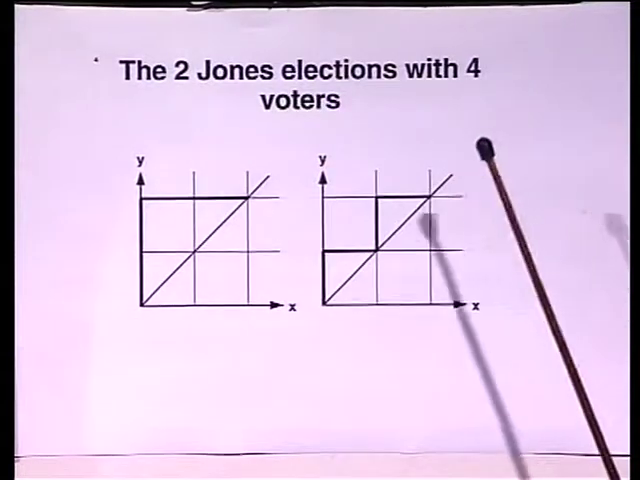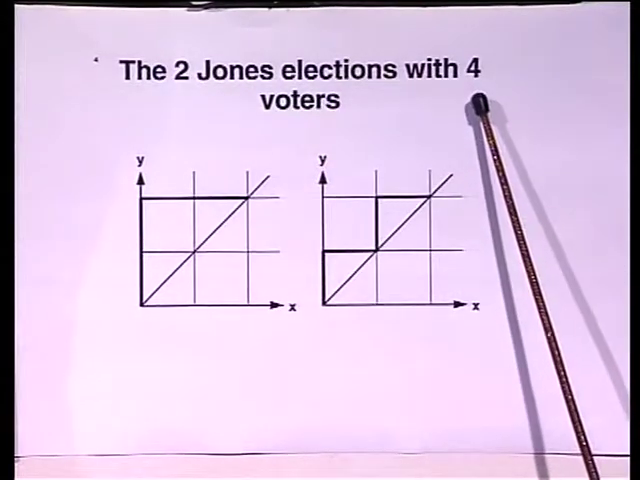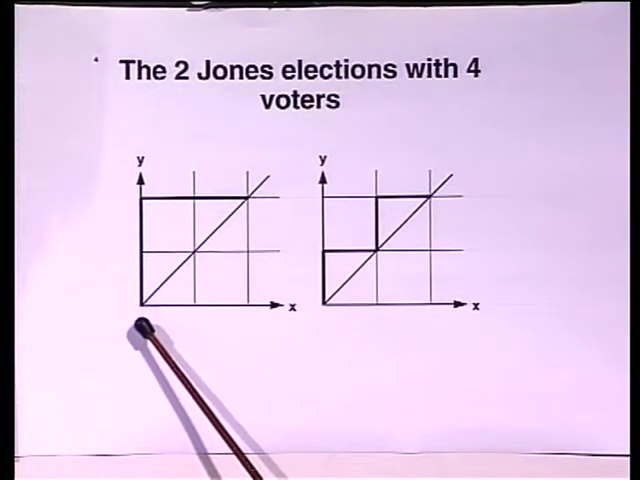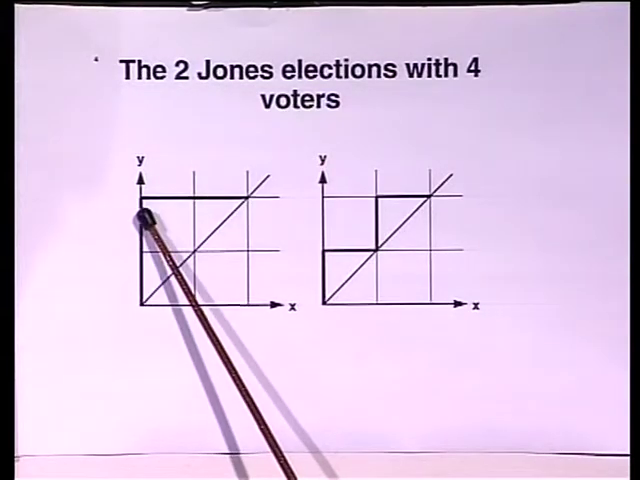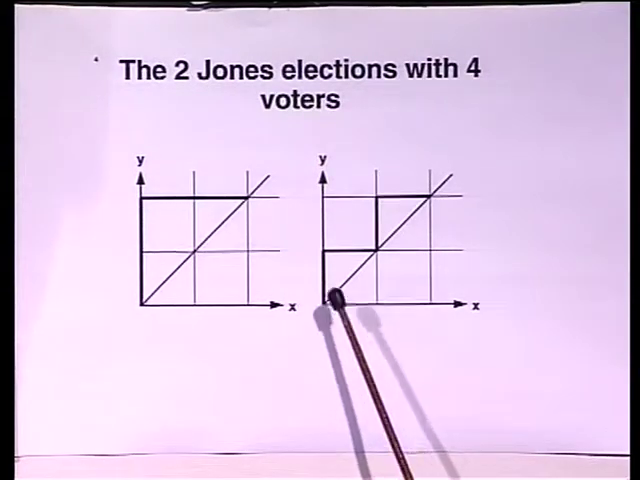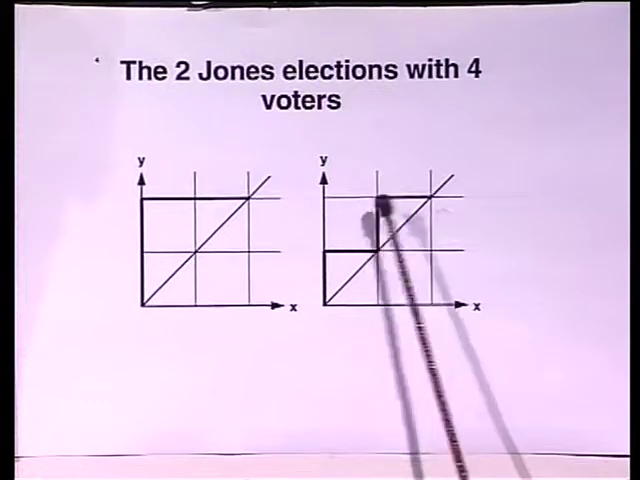Let's have a look now at some small electorates and the possible Jones elections that we can have with small electorates. So here is a Jones election with 4 voters only, and only 2 things can happen. In this possibility, candidate Y gets 2 votes, and then candidate X gets 2 votes. Whereas in this one, candidate Y got a vote, then X, then Y, and then X. And if you think about it for a little while, you will see that these are the only 2 possibilities with an electorate of 4.